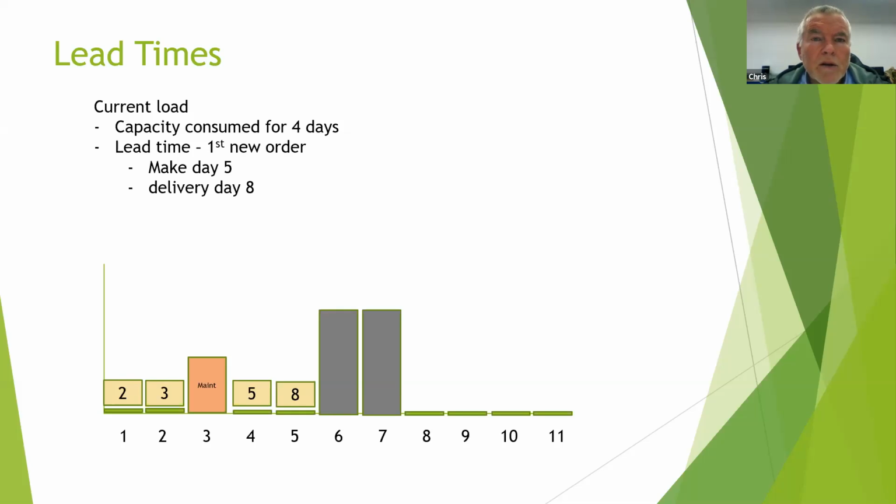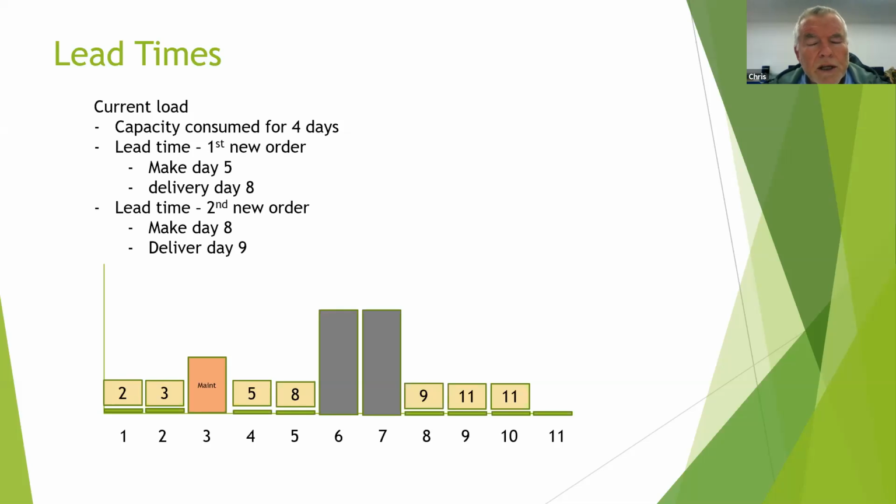There's a weekend in the way, and so I can only ship it on the 8th day. And then I get another order, they ask me what the lead time is, and it's 9 days. Then I suddenly get 2 orders and it's 11 days. So we see that the lead time is really a function of the availability of capacity. It's determined by capacity in most cases.